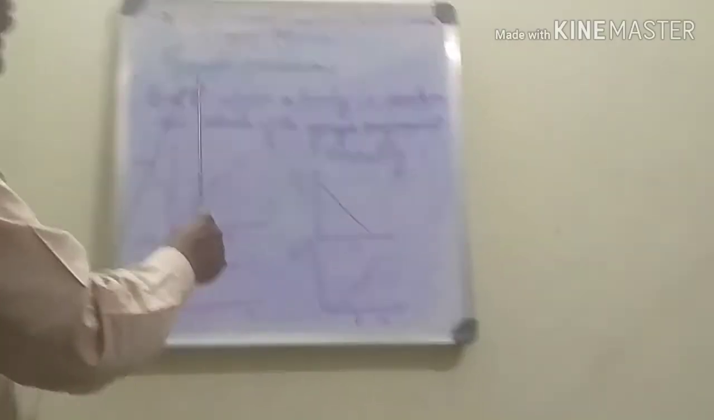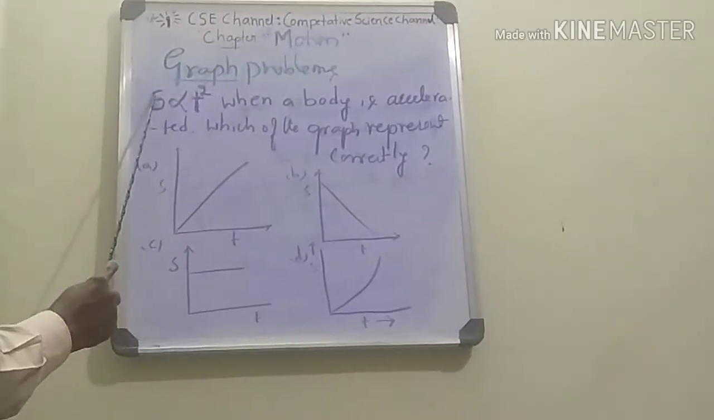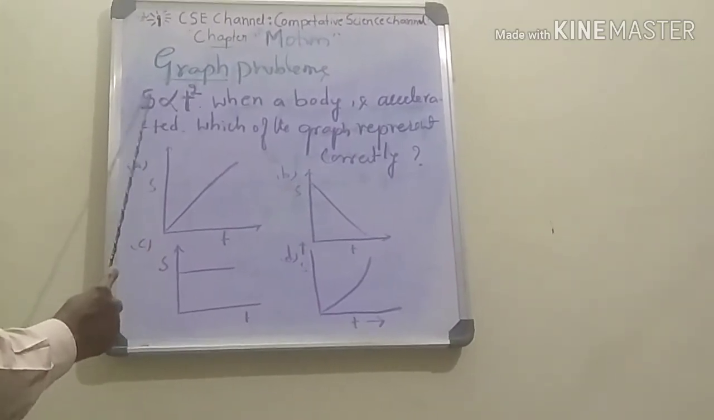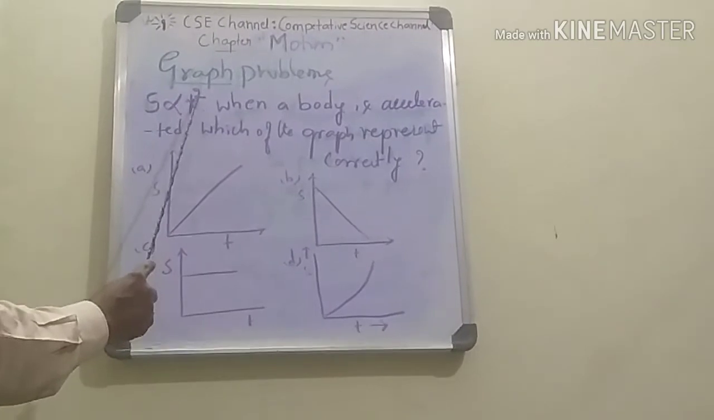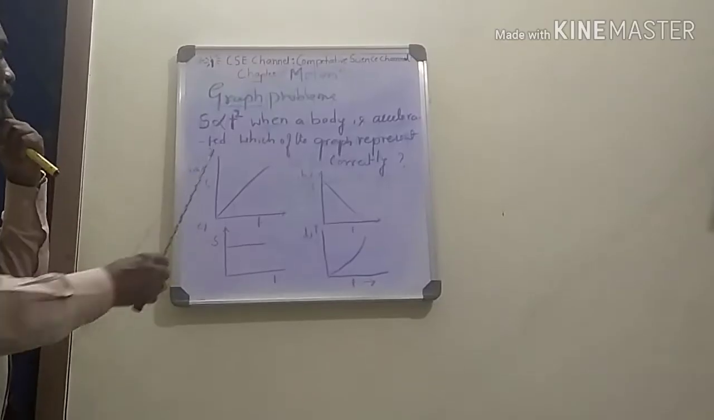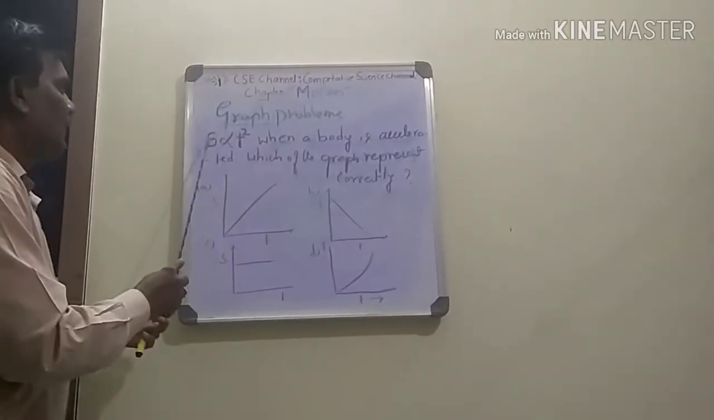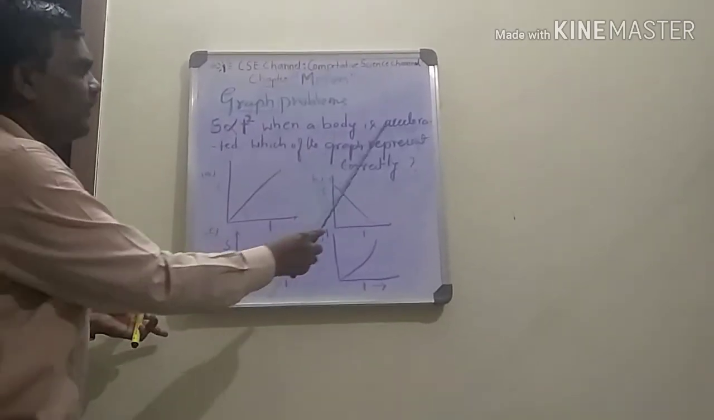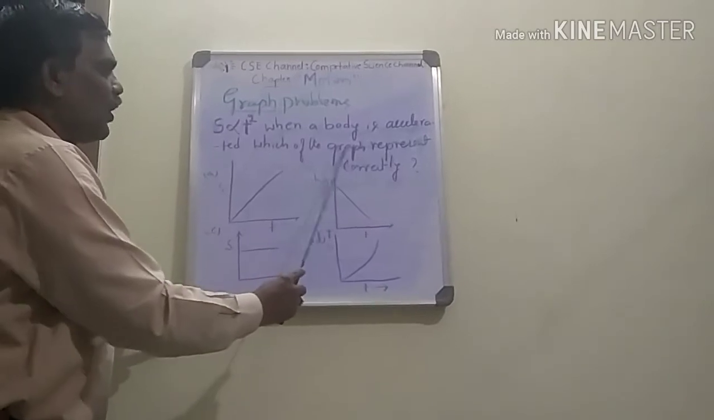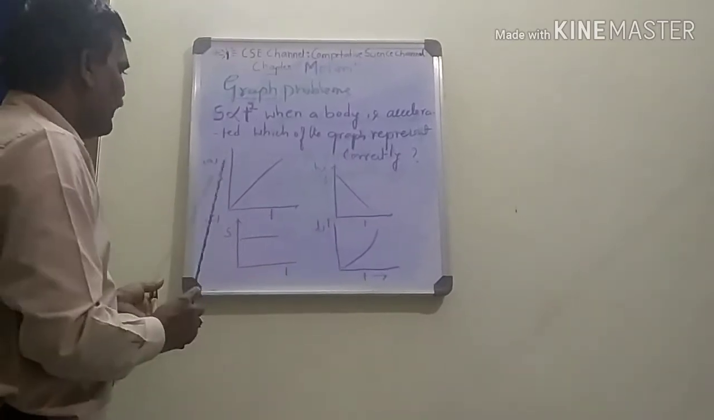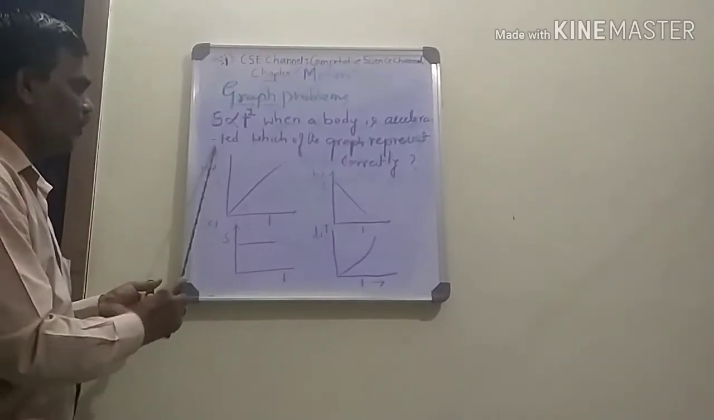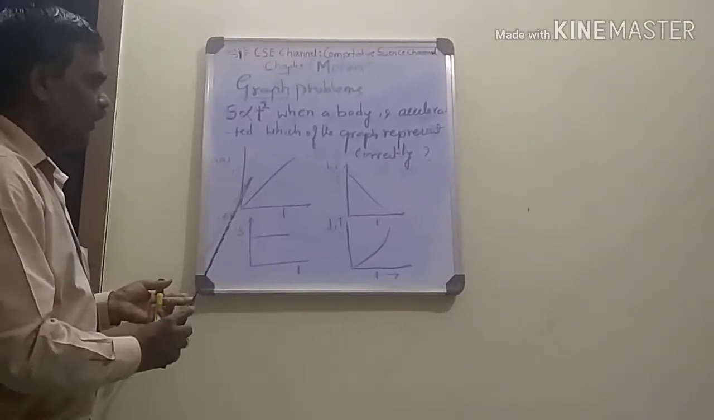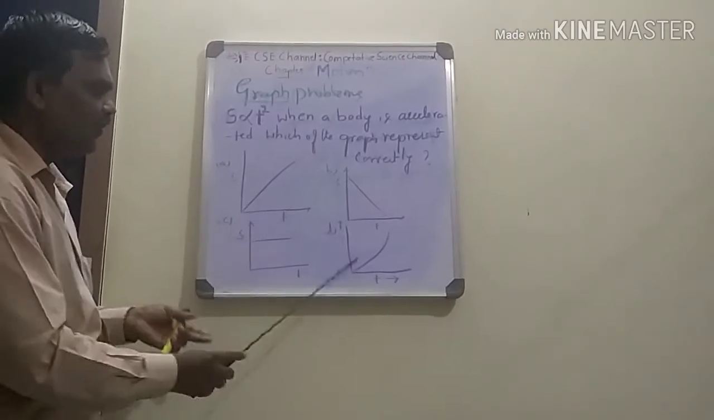Coming to the last graph problem. S is directly proportional to t square. That means distance is directly proportional to t square when a body is accelerated. Which of the graphs represents this correctly? Here the distance is taken on the y-axis, time is taken on the x-axis. So here four types of graphs are given.